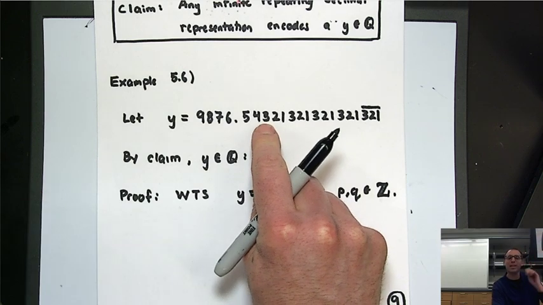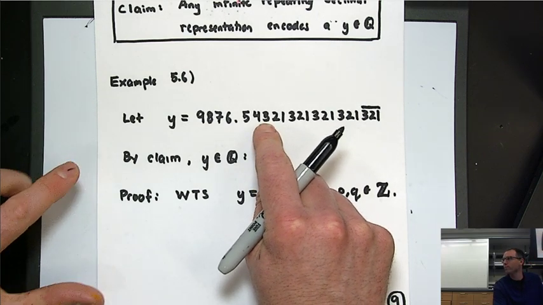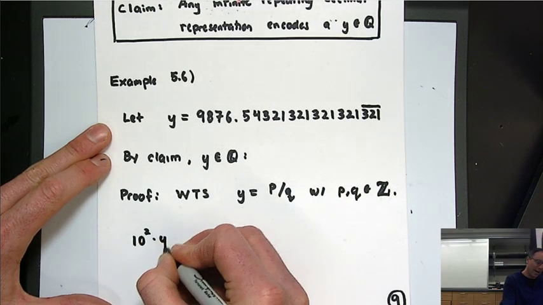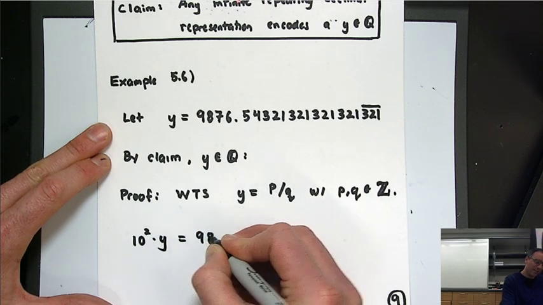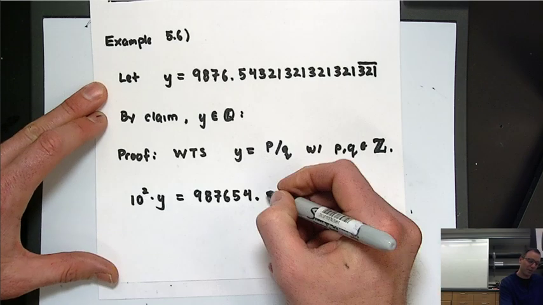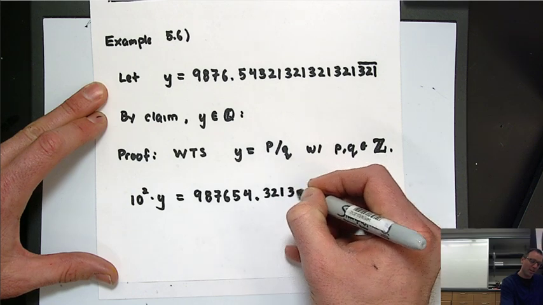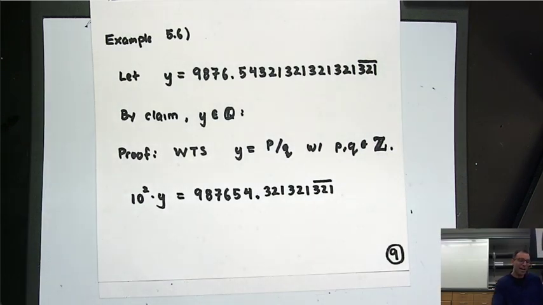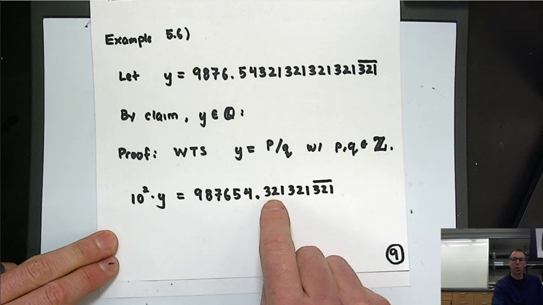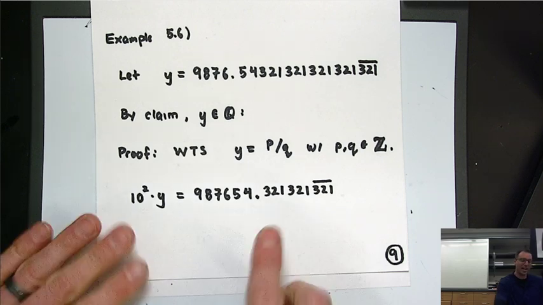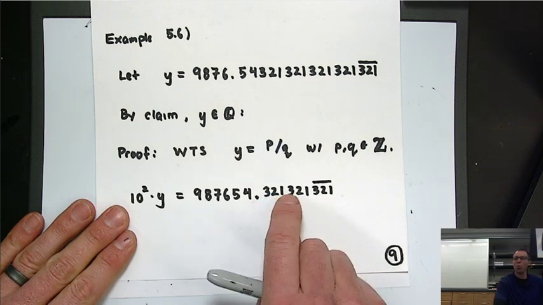Okay, so what did you say? How do I get that decimal point in between the 4 and the 3? Multiply by 10 to the power of the difference in digits. Okay, so 10 to the 2 times y would be 9, 8, 7, 6, 5, 4 point 3, 2, 1, 3, 2, 1, 3, 2, 1, off to infinity, right? How would I shift that point to the right? What would I have to do to y to get that point right there in between the 1 and the 3?